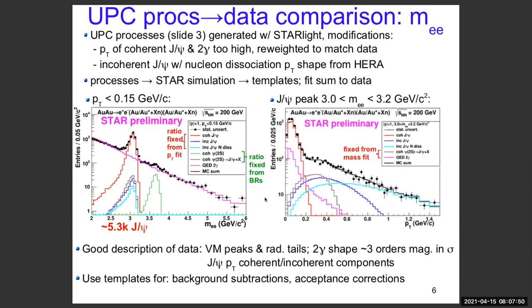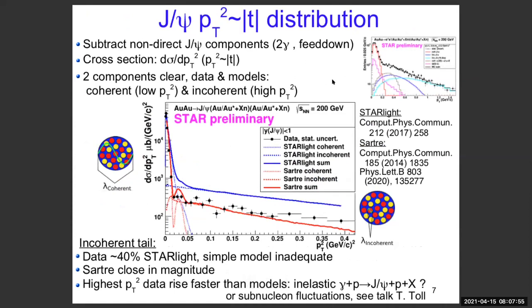So we use these templates now to do background subtractions and acceptance corrections. First thing we do is we subtract the non-J psi components, the two gamma and the feed down from the psi 2s. And we now make a cross section as a function of PT squared, which is approximately t, the four momentum transfer. So this is the distribution now in a real cross section. And you see the two components clearly: the coherent peak at low PT and the long incoherent tail going out to the highest PT on the plot.